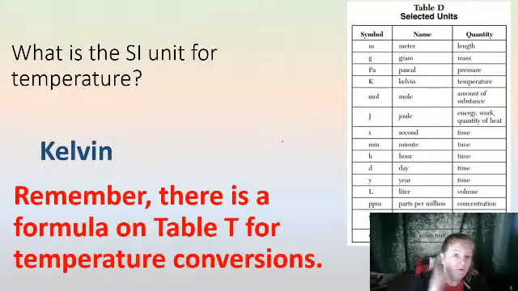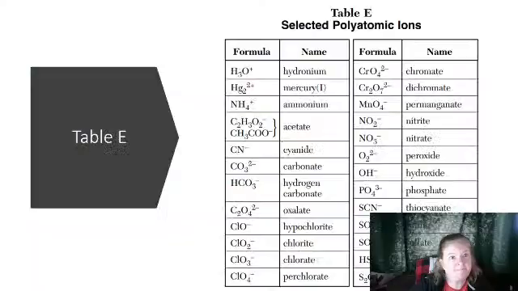And remember, in order to do the conversions, there is a formula on table T. All right, table E is next. So table E lists a whole bunch of polyatomic ions. There's a bunch of things about polyatomic ions that you should know, okay?